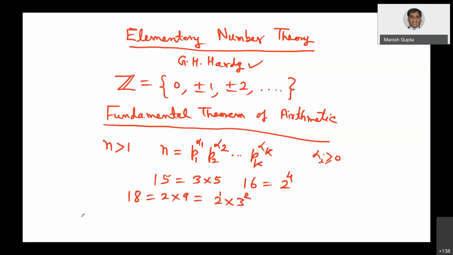Anyway, now we come to divisibility. Suppose a and b are integers. Then we say that a divides b if there exists an integer k such that b is a times k. If b is a multiple of a, then we say that a divides b, which is very obvious, because now you can write it like this.